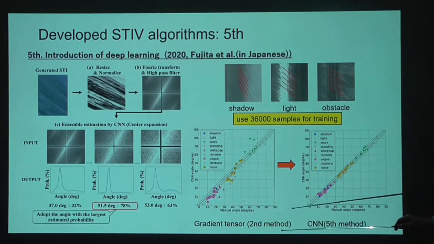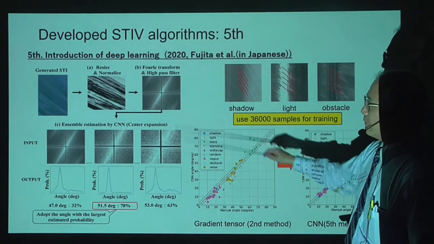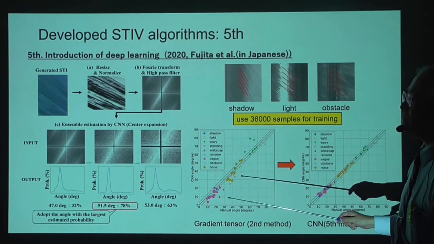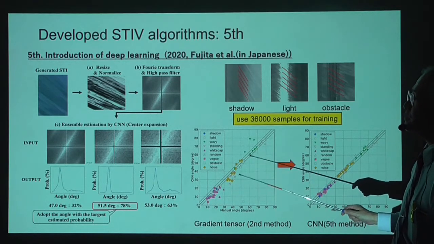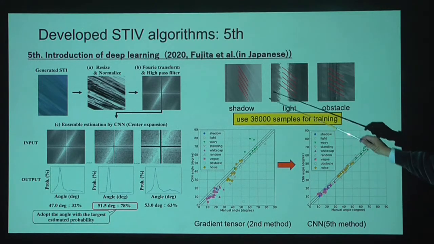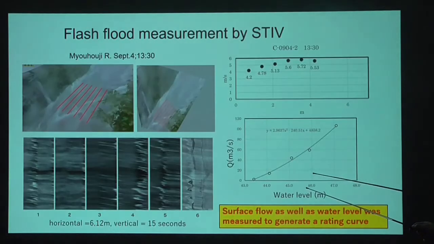And the third one is the deep learning technique, which you have just published. And from this, there are many training images. We actually use 36,000 images for training. And from this, we get very good agreement with the surface patterns. So now it's available on the Hydro-STIV, and maybe Mark has already explained about it.